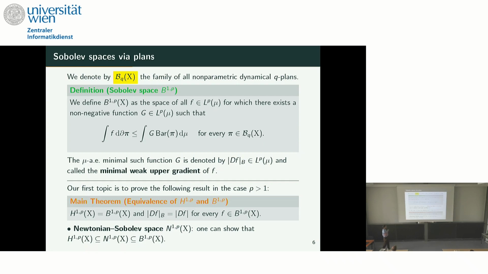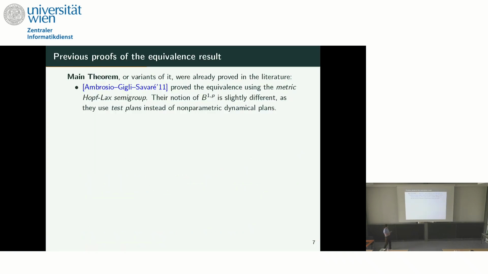Okay, but let's now see how we can prove this theorem. And first I just comment, because this result is something which is already known. So what I'm going to discuss here today is a new way of proving this, but the fact itself is already known. And Ambrosio, Gigli, Savaré proved this equivalence using the metric heat flow semigroup. In their case, the notion of the space B^{1,p} was slightly different because they used test plans, which maybe is something that you are more used to seeing.